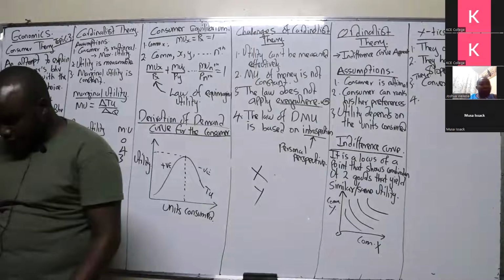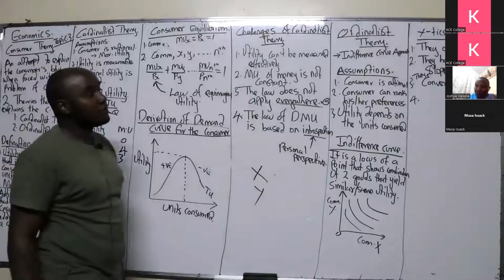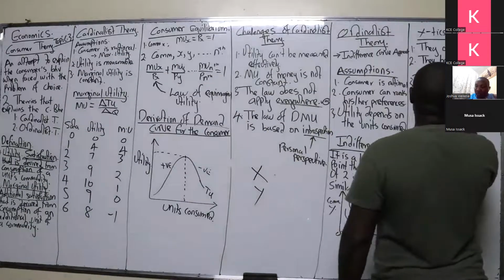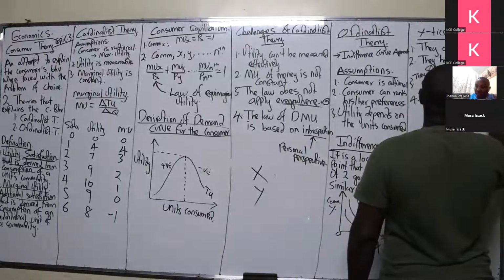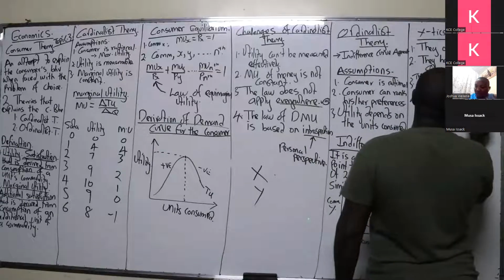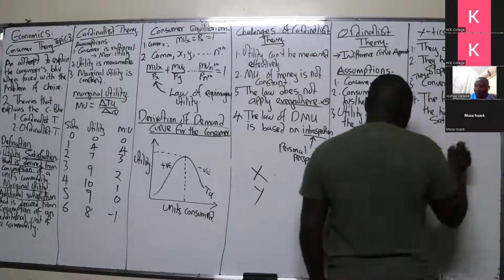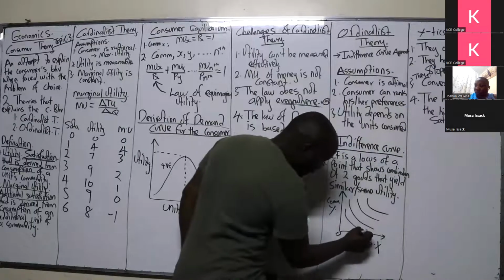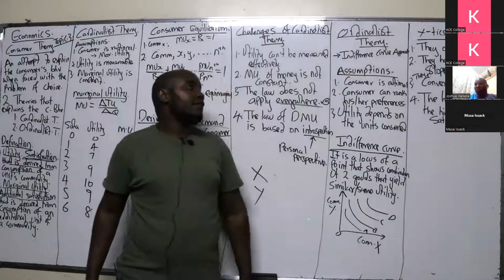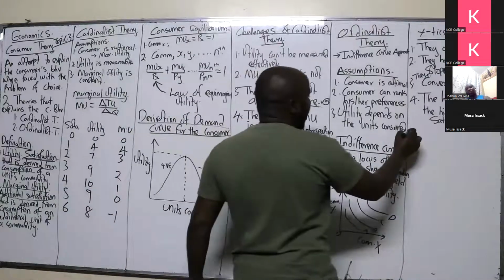The next one is that the indifference curves have levels of satisfaction. The higher the indifference curve, the higher the satisfaction. Meaning that, assuming we have A, B, C, D, indifference curve D has the highest satisfaction compared to all the others.